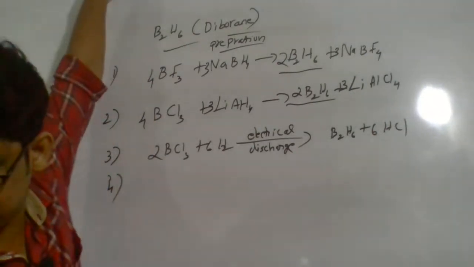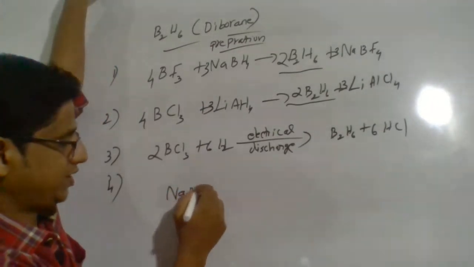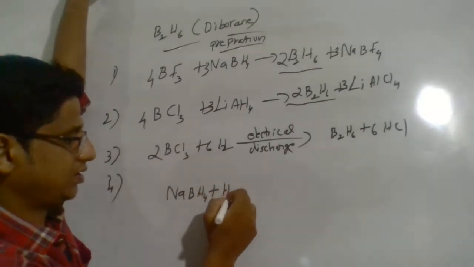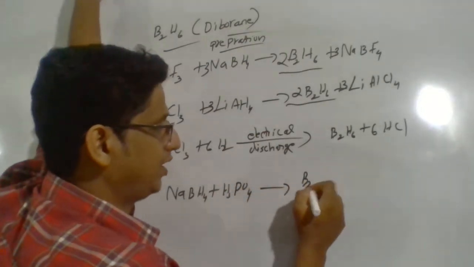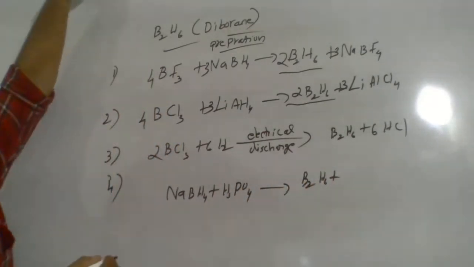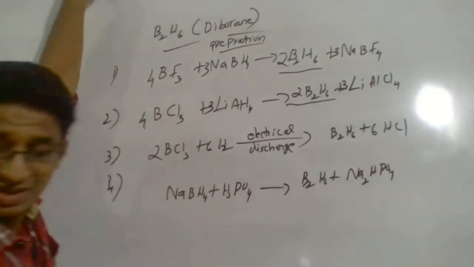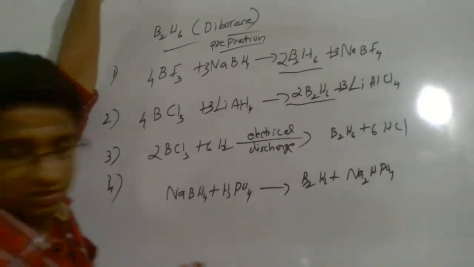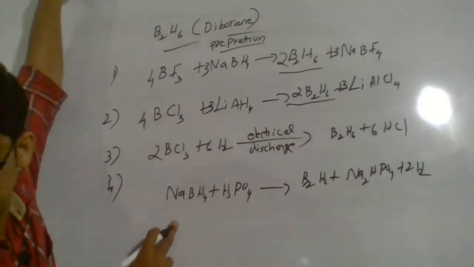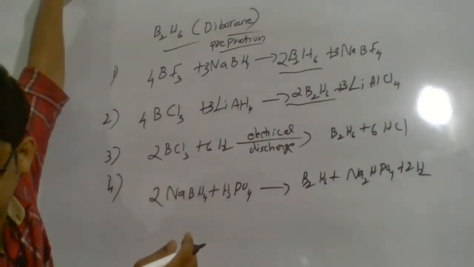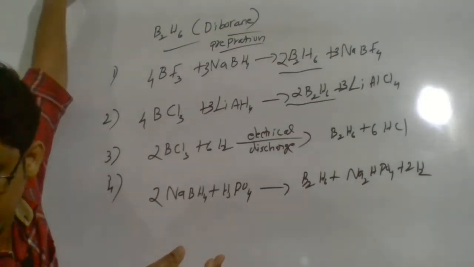Still another method: diborane can also be prepared from sodium borohydride, which is treated with phosphoric acid, H3PO4, to give diborane. This time the side products are Na2HPO4, disodium hydrogen phosphate, and hydrogen gas will be released. So sodium borohydride reacts with phosphoric acid to give diborane, disodium hydrogen phosphate and hydrogen.